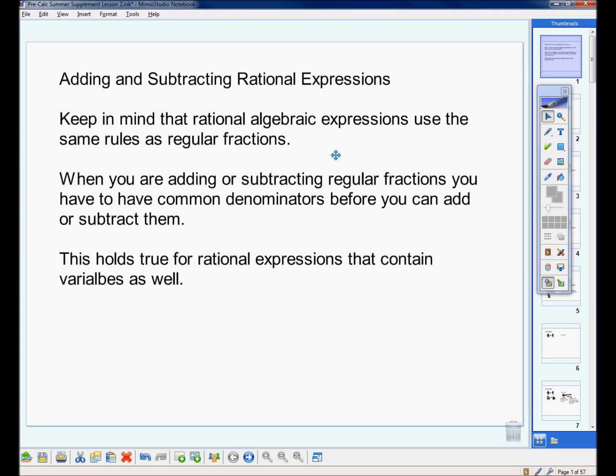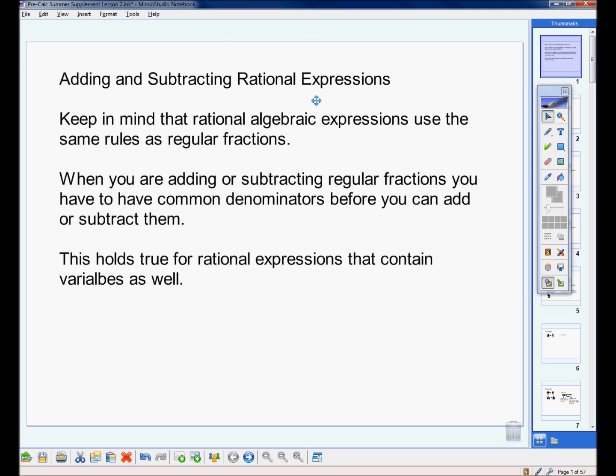Welcome to session 2 of the summer supplement. This session is going to be devoted to adding and subtracting rational expressions. In the last lesson we talked a lot about simplifying the rational expressions when they were multiplied or divided.